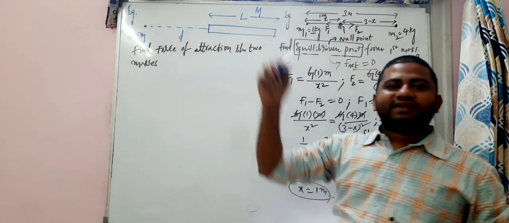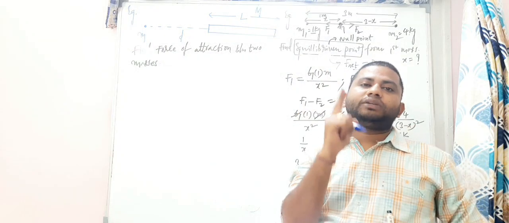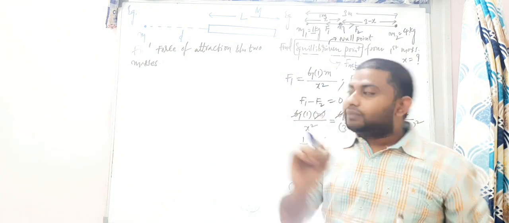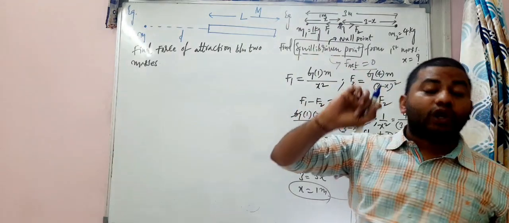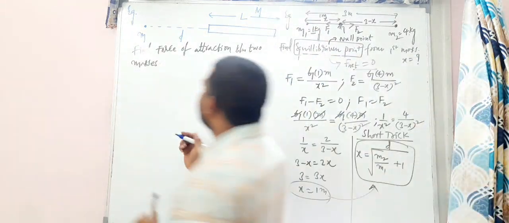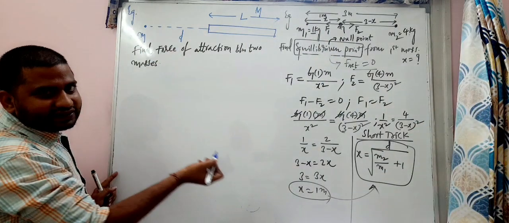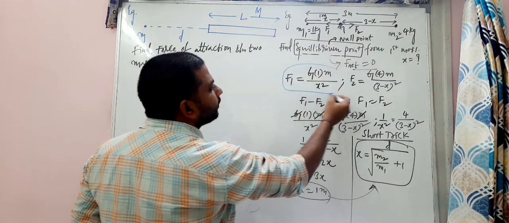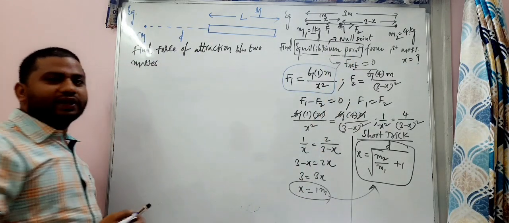Here the given masses are not at all point masses. The first thing you should keep in your mind: the given masses are not point masses. When they are point masses, you can directly use F is equal to G m1 m2 by r square formula, but they are not point masses.